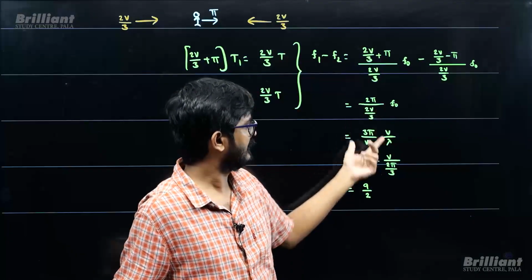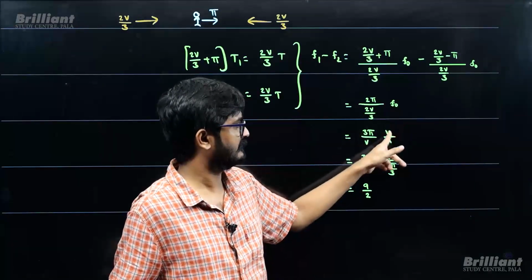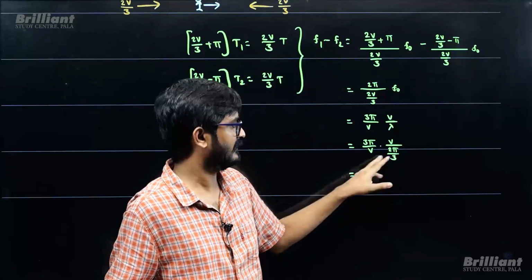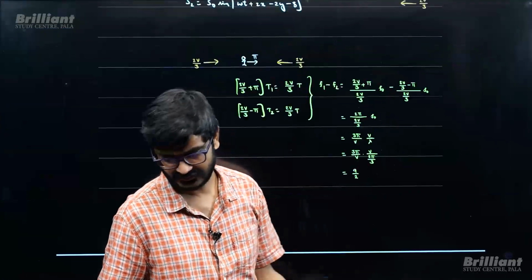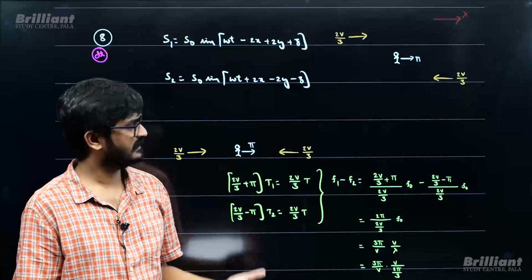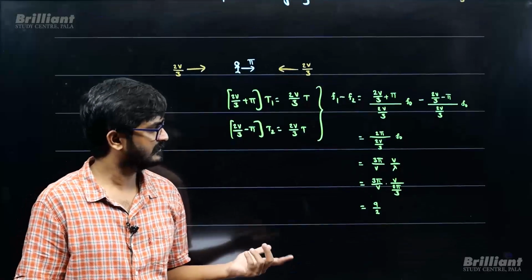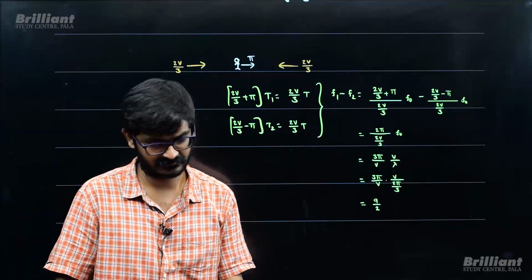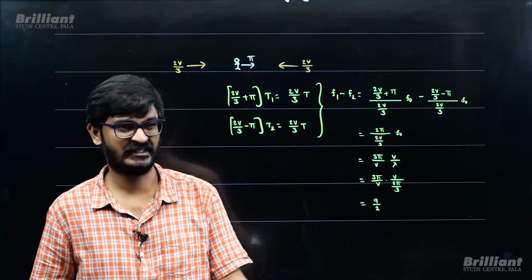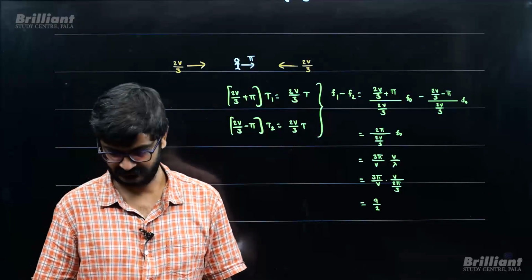So finally I was getting the values, and f0 is v by lambda. Lambda is 2 pi by 3. When I am substituting, I am getting 9 by 2, but they have given some other answer. I don't see anything wrong in what I have done. So if there is anything, maybe I will let you know in the next discussion, right?